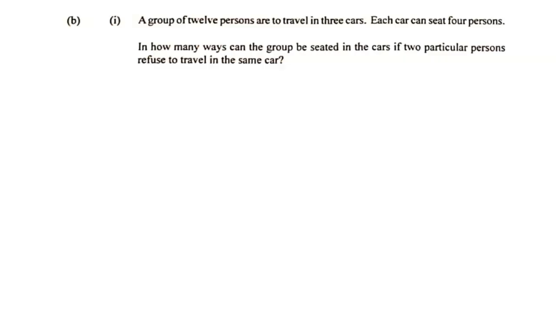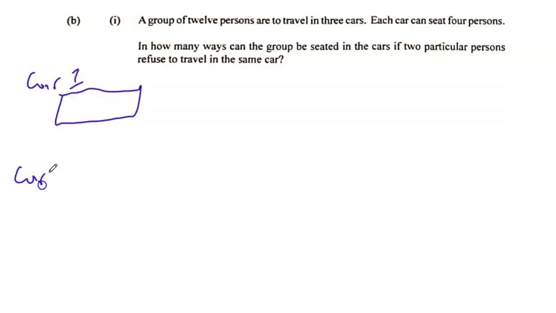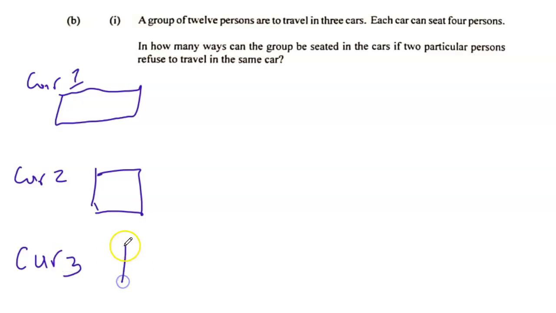A group of 12 persons are to travel in 3 cars. Alright, let's do a little sketch here. So we have 3 cars: car 1, car 2, and car 3. So we have 3 cars and 12 persons. So in the first car, we have 12 persons, and we can choose 4.